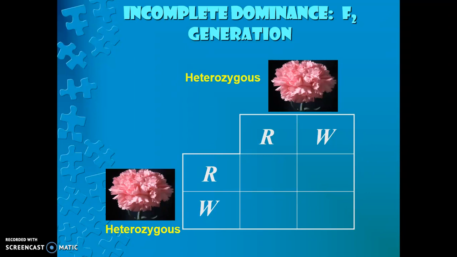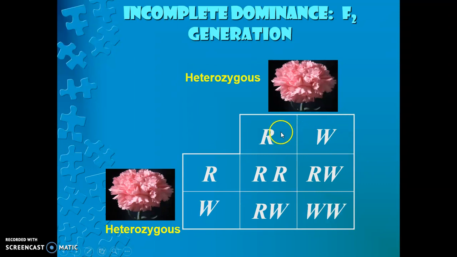And again, straight down, straight across. Okay, so this R came down here, this R came across to here. Okay, this R came across to here, this W came down to here. Now what I like to do, because I know a lot of you are going to write RW in one box and WR in the other box. That means the same thing.